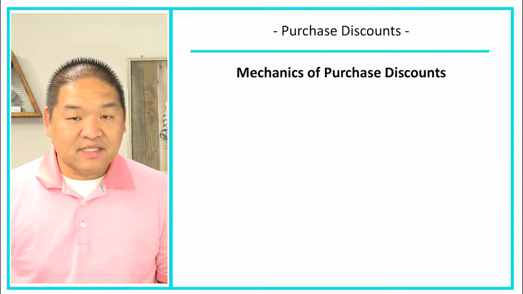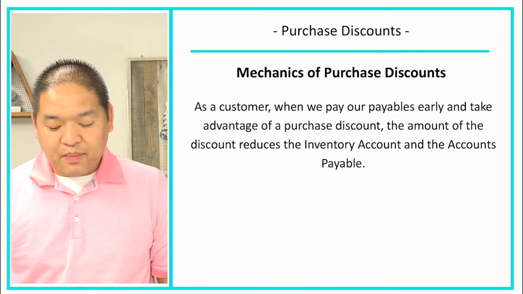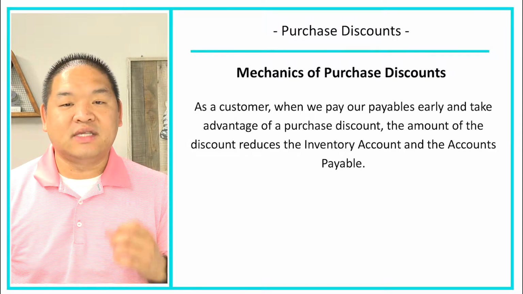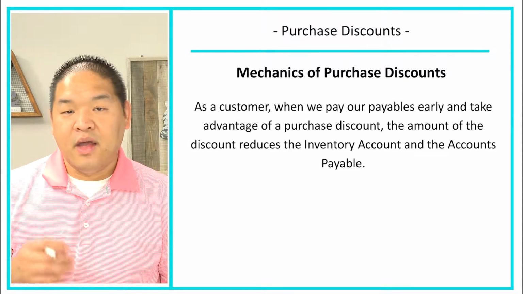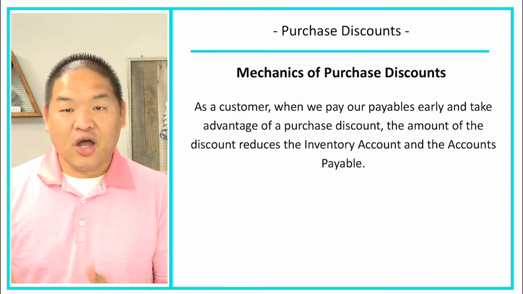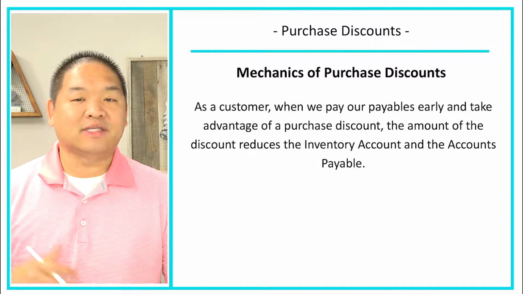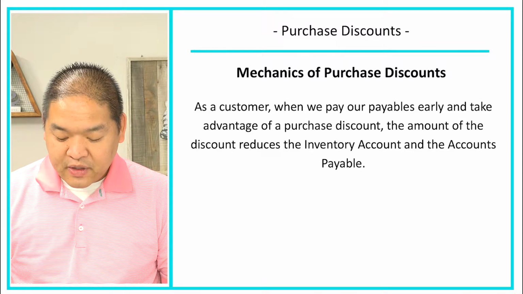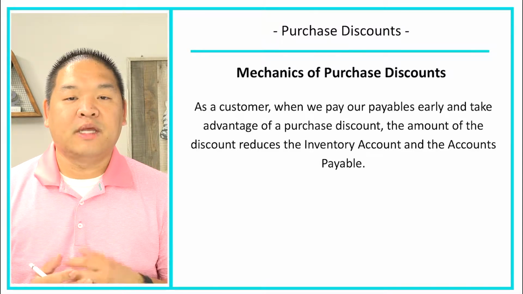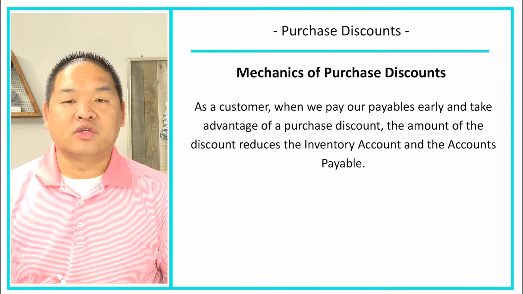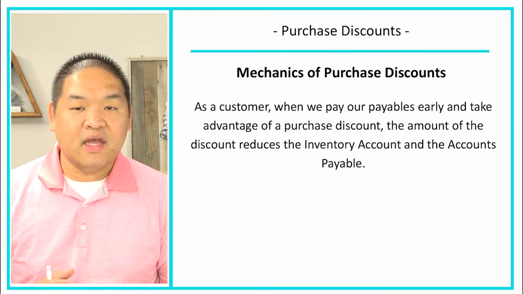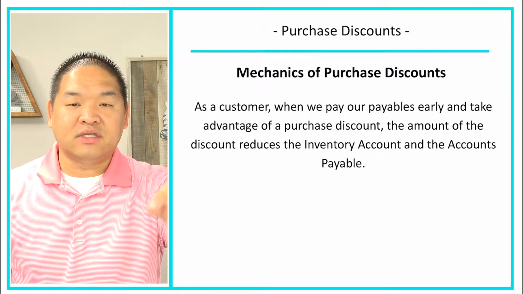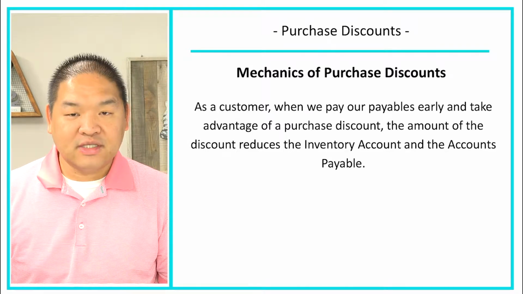Now, some mechanics about purchase discounts. As a customer, when we pay our payables early and take advantage of the purchase discount, the amount of the discount reduces the inventory account. We're going to reduce the inventory account by the $20 because our inventory didn't cost us whatever we booked into the books. It cost us $20 less than when we booked it. So we're going to have to reduce our inventory account. We're also going to have to reduce the accounts payable because we no longer owe that $20. We can reduce that from our books so that our books still say we owe nothing after only paying $980 instead of the $1,000. So that's what we need to do for a purchase discount on the customer side.